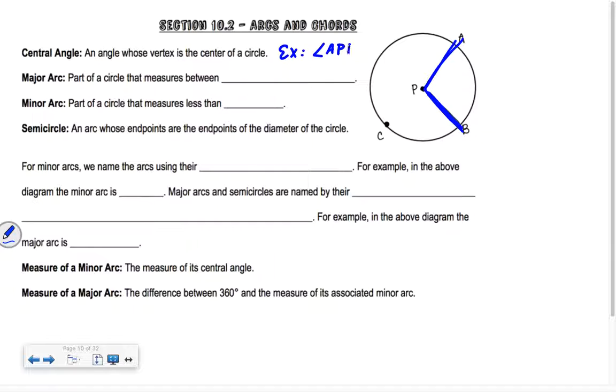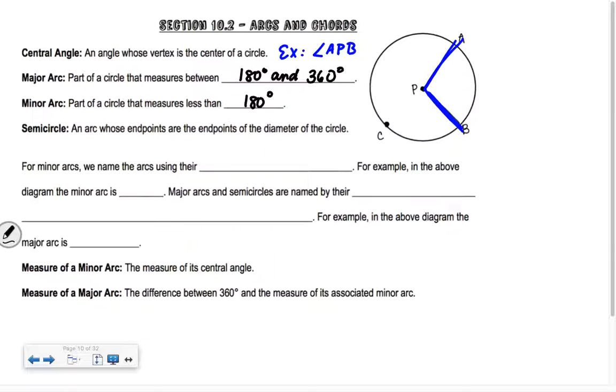Angle APB. A major arc and a minor arc, which one do you think is bigger, major or minor? Major, right? It makes sense. The word major makes you think of something bigger than minor, right? So a major arc is part of a circle that measures between 180 degrees and 360. And a minor arc is part of a circle that measures less than 180 degrees.